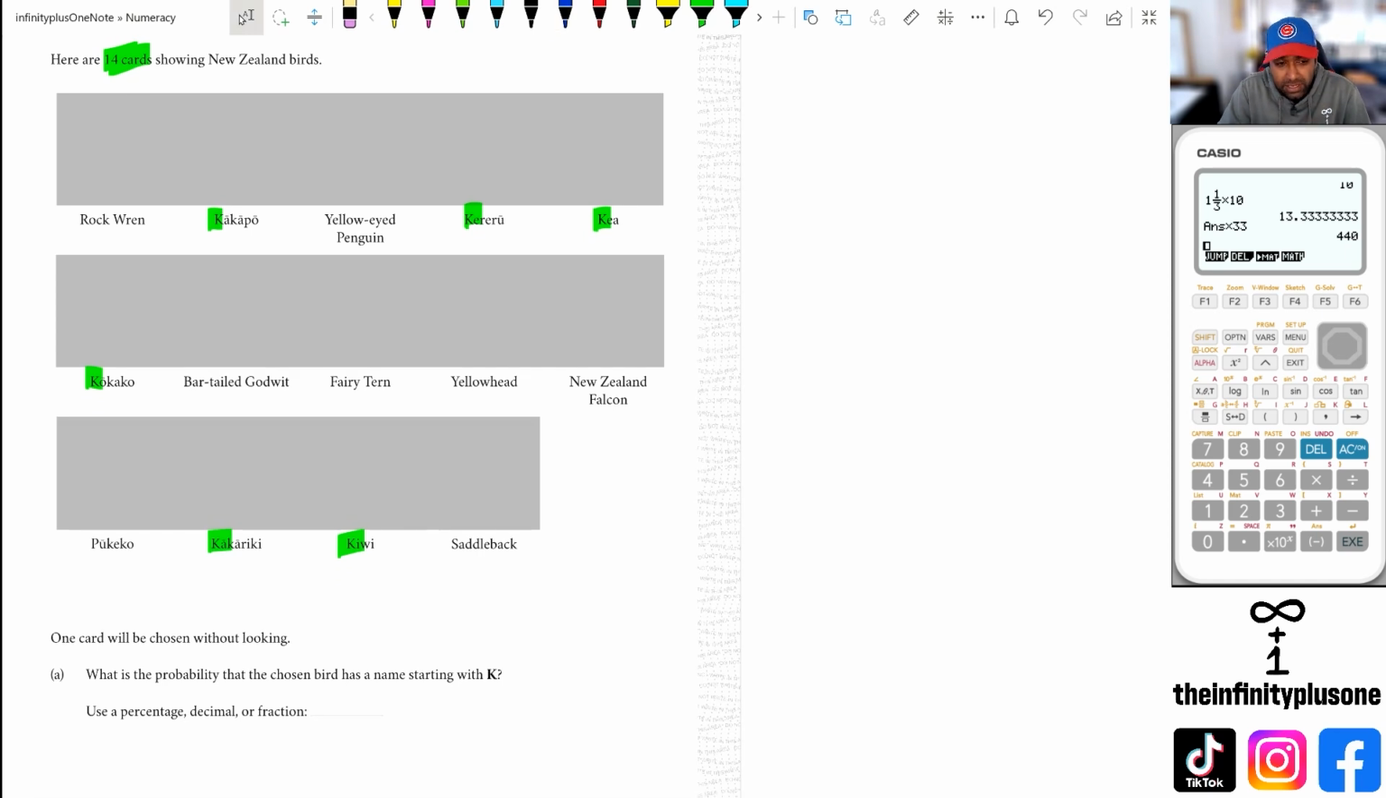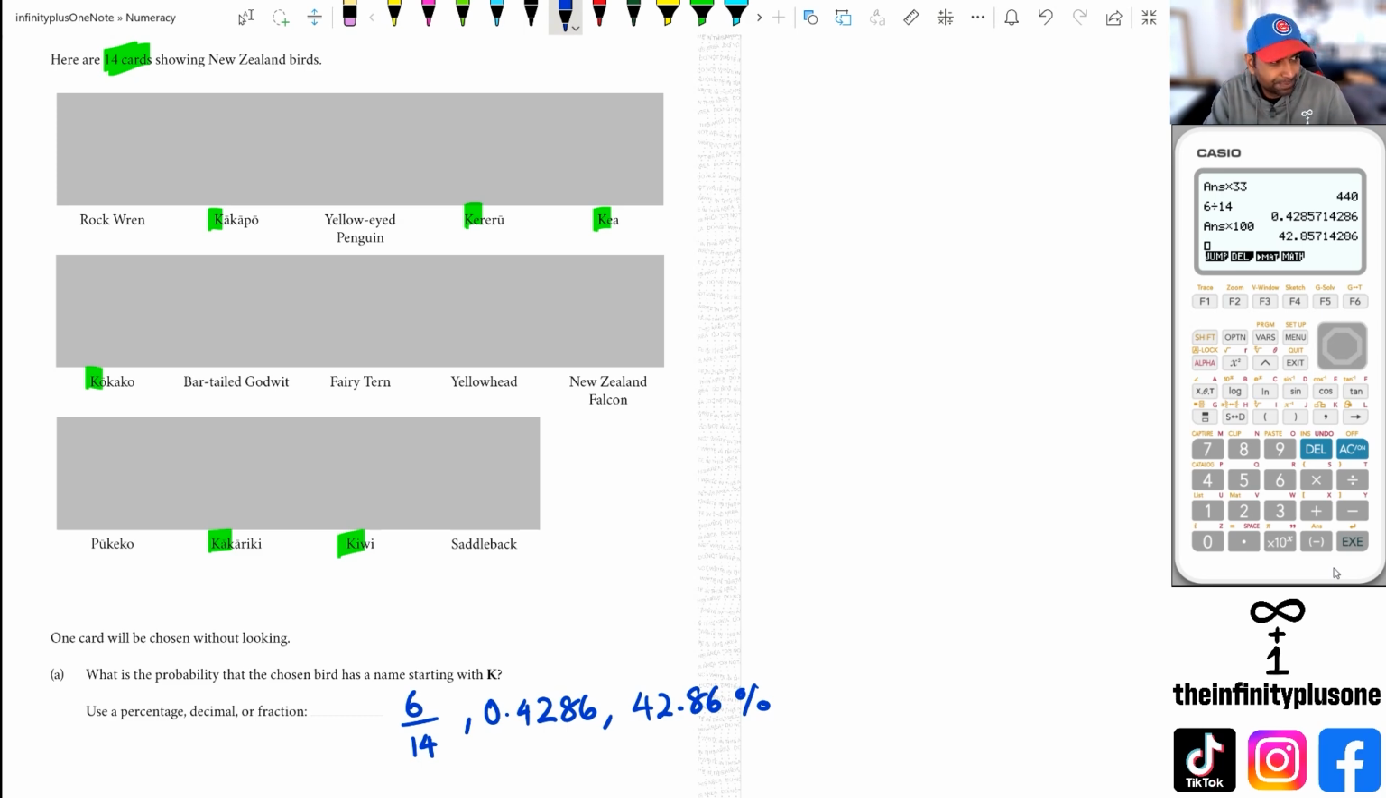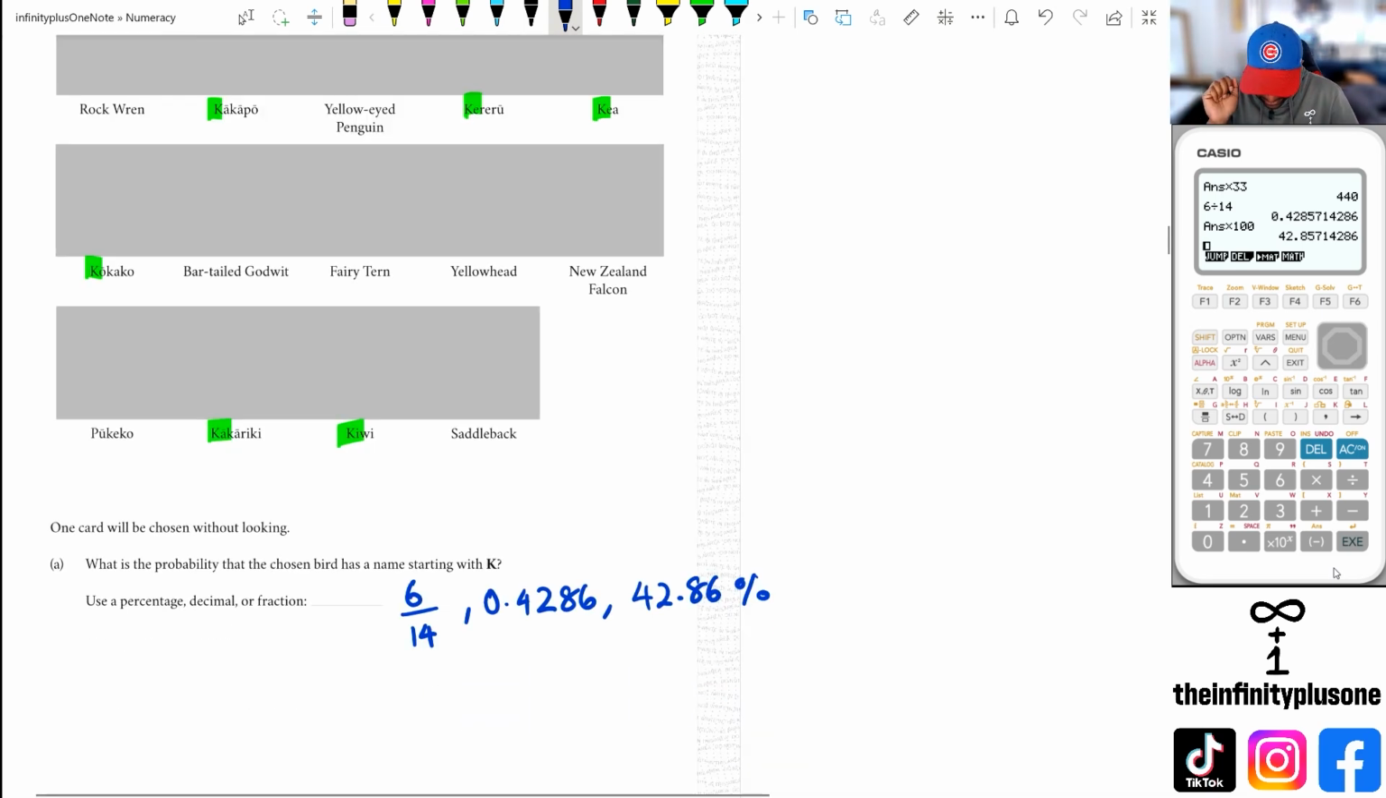Now it says you can give it as a percentage, decimal, or fraction. As a fraction, you would write it as 6 over 14. I'll put that as a decimal first. As a decimal, it's going to be 0.4286. Let's go with 86. Is it 8586? 86, yep. And then as a percentage, we just multiply it by 100, which gives us 42.86%. So that's question A done.